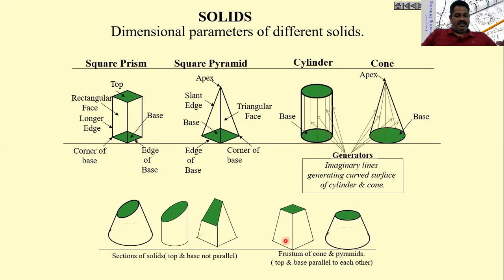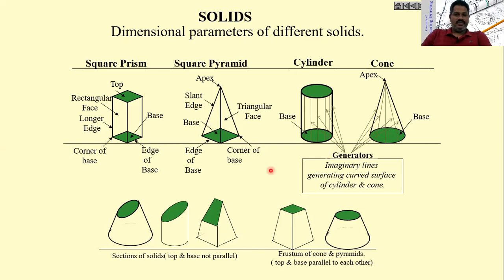Then the solids that we get after doing the section are called the frustum of the cone or the frustum of the pyramid. That means in this case, the section plane is parallel to the base, but in the case of sections of solids, the section plane is not parallel to the base. It is going to make some angle with the base. The solids that we get are called the sections of the solids or the frustum of the cones. So let me move further.